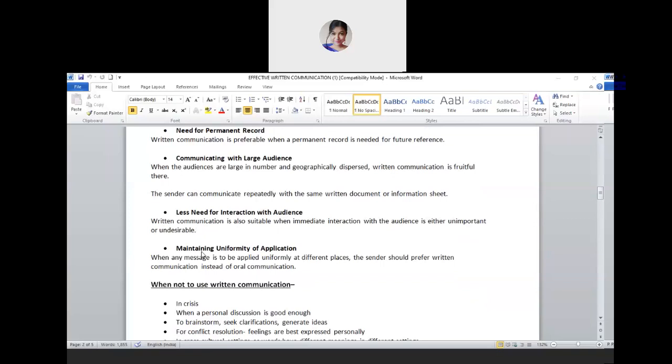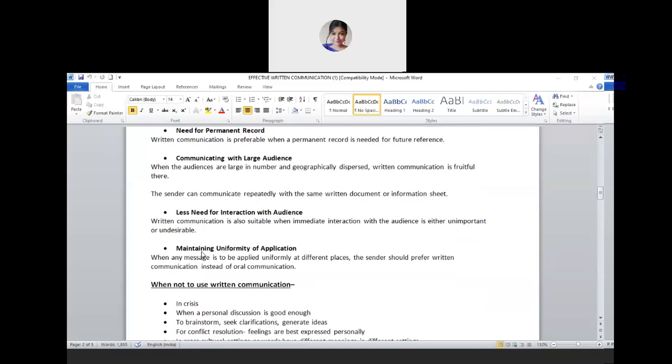Why? Because if you communicate orally, the message will keep on changing. By the time you reach the 10th person, your message will totally change. So that is why, if you want to use the same words, and if you want to convey the same message, if you want to share the same information with everyone, to maintain uniformity, you can write and communicate instead of orally communicating with everyone.